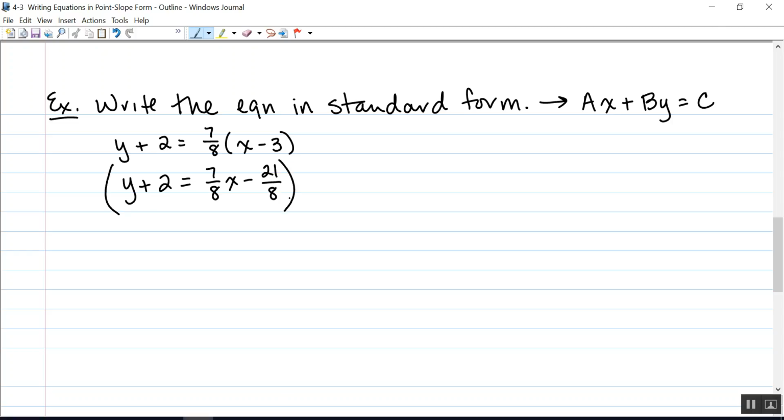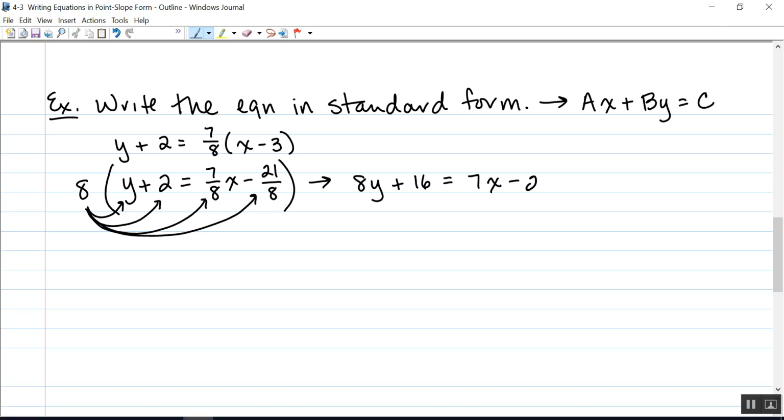To do that, I'm going to multiply the whole equation by 8, and I'm going to distribute. Now, why did I choose 8? Because that's the denominator of my two fractions. So when I do that, I'm going to get 8y plus 16 equals, so this is like 8/1 times 7/8. That's going to give me 7x minus 8/1 times 21/8 gives me a 21. Now I'm out of fraction land, and I can continue putting it into standard form.